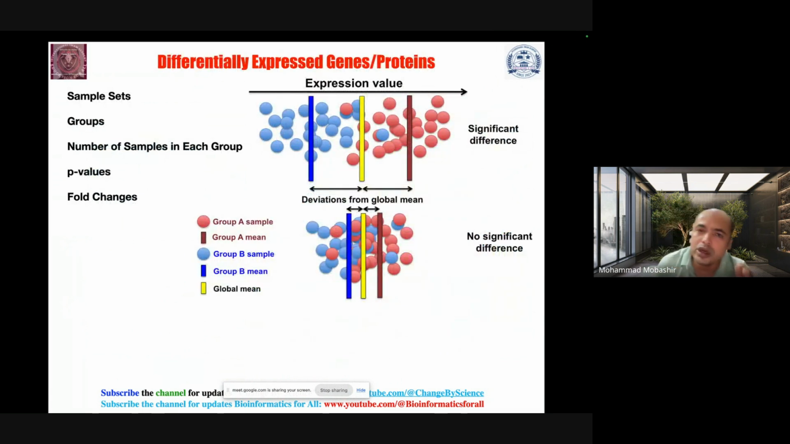Another thing you need to understand while you are working on differential expressed genes or proteins or any biomolecules: what are the number of sample sets and groups? What are the number of samples in each group? What are the p-values and the fold changes? For example, here there are two groups. There could be a difference. Then how to identify the difference?